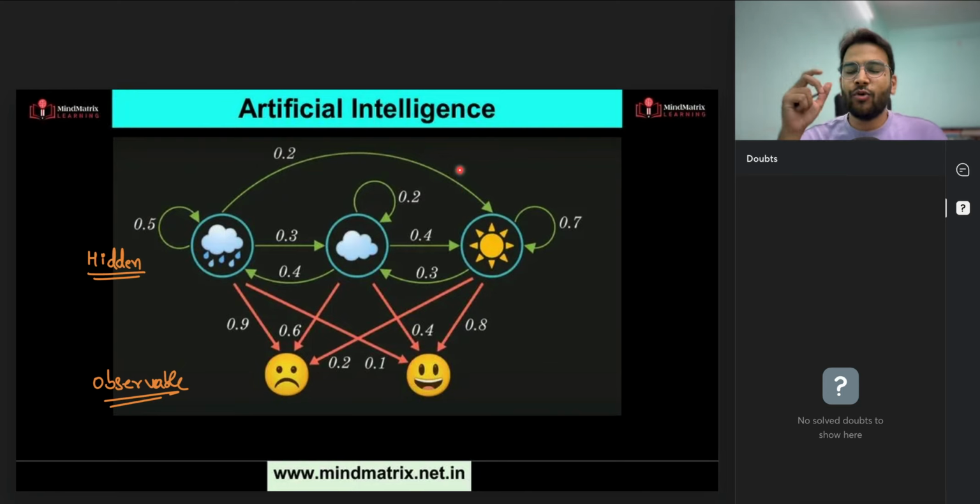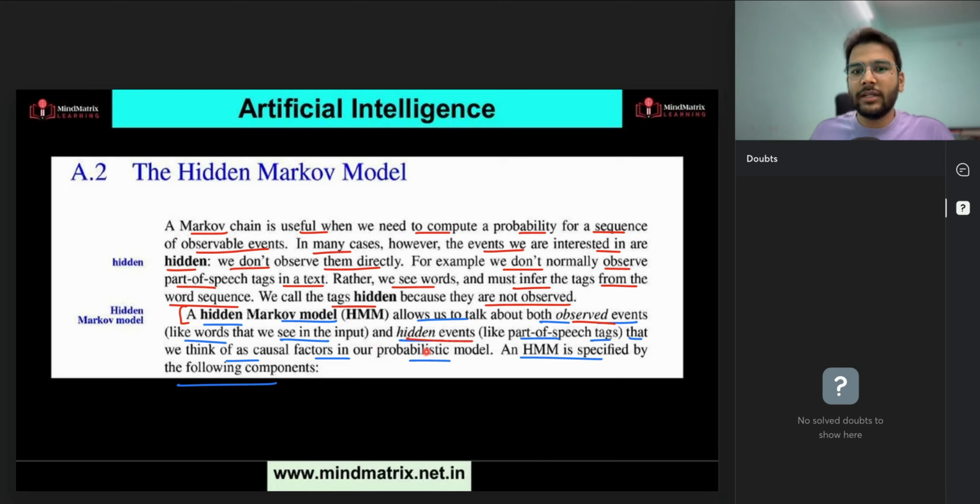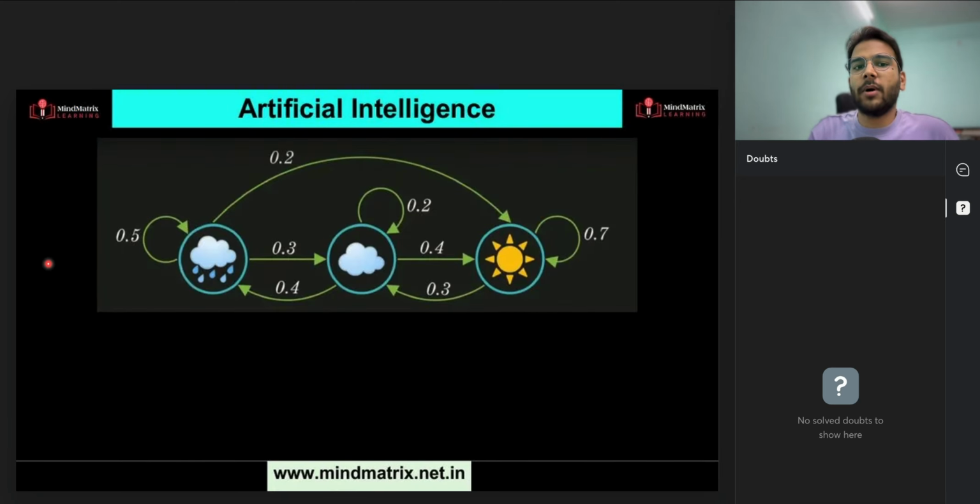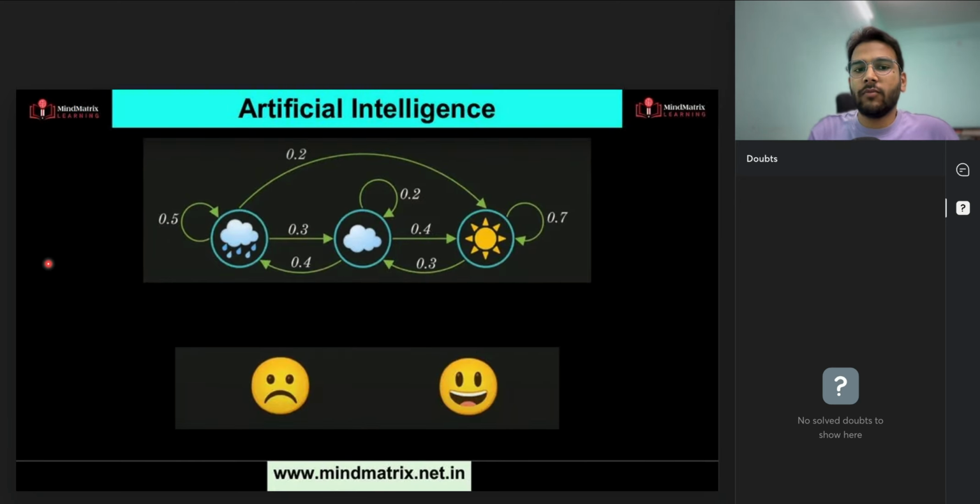So if you come back to the definition here, it is clearly mentioned over here, carefully see this. A hidden Markov model, HMM, allows us to talk about observed events and hidden events that we can think of as causal factors in our probabilistic model. So we can talk about observed events, we can also talk about the hidden events based on the observed events. So is this problem statement clear to all of you? Any doubt? Understood? Okay, now let's proceed.